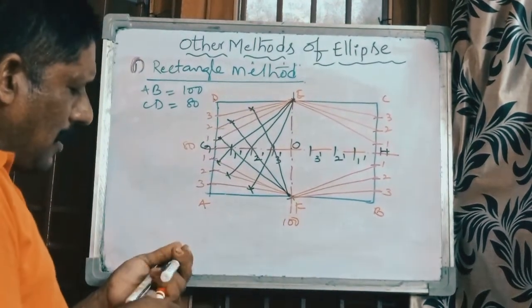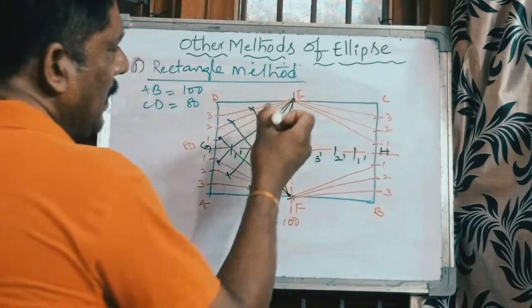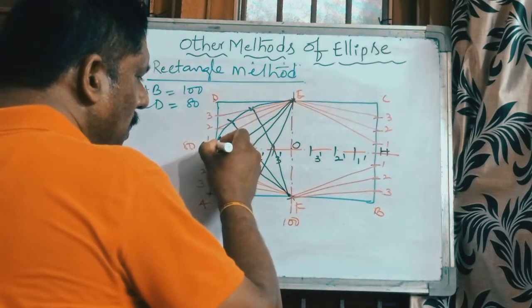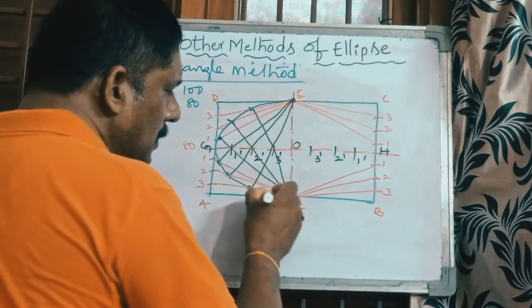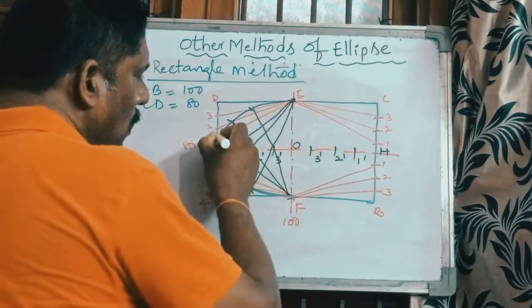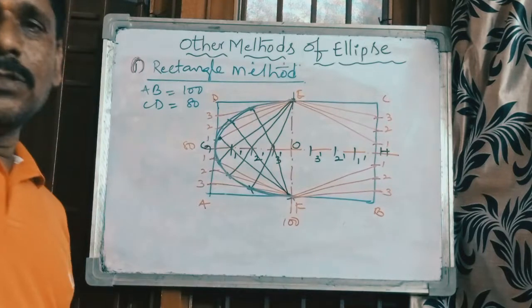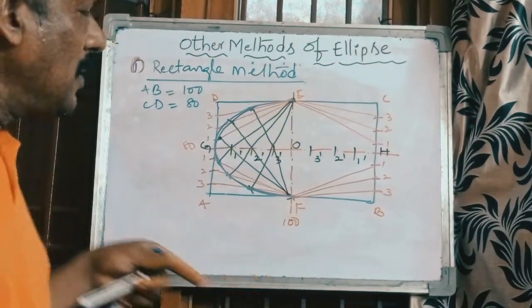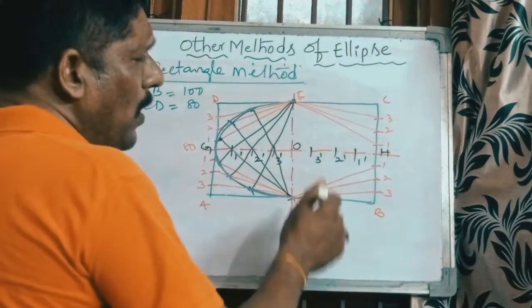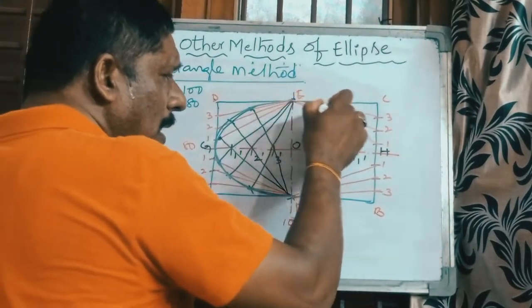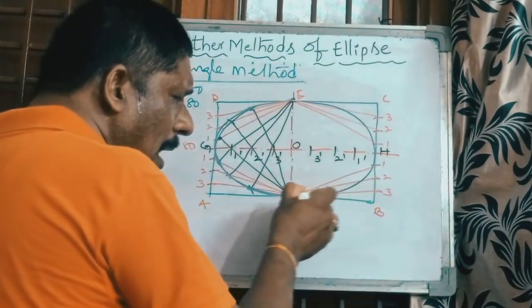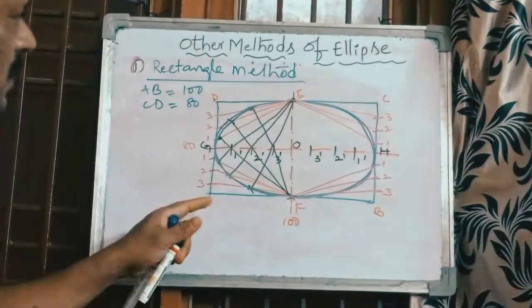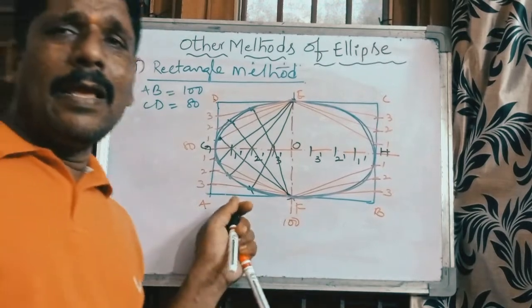So join all these points and draw from E, join up to this point, this point, this point, and from G by joining this. So join all the points. So you can see clearly half of the ellipse. Use the same similar method for this side also. So you will get similar points on the opposite side. So this is regarding the second method, rectangle method.